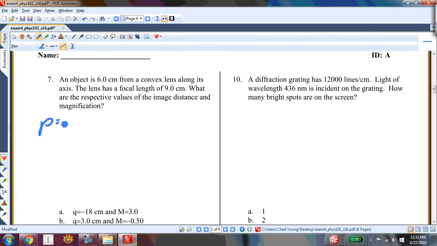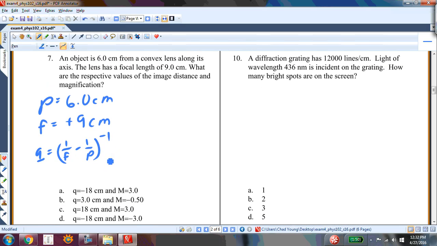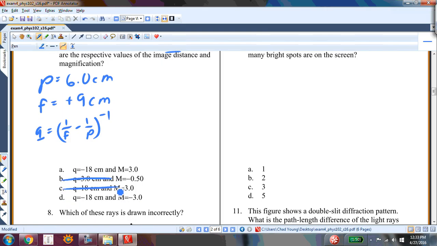An object is 6 centimeters from a convex lens, so P is 6 centimeters. The lens has a focal length of 9 centimeters. Since it is convex, F is positive 9 centimeters. What are the values of the image distance and the magnification? Well, Q is (1 over F minus 1 over P) to the negative 1. Actually, let's just look because we can figure out the answer right away. If the object is 6 centimeters and the focal length is 9 centimeters, that means that it's inside the focal point. It's virtual, so Q has to be negative, and it is bigger, and it is upright. So it has to be A.